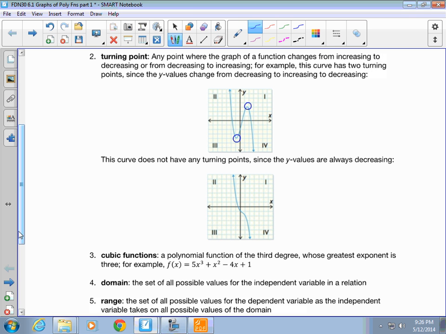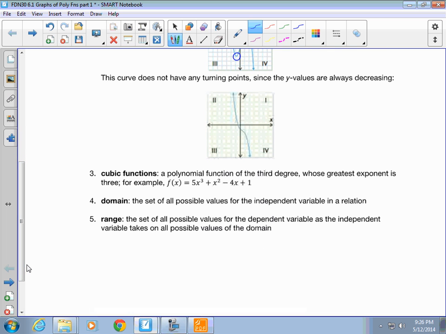A cubic function is a polynomial function of the third degree whose greatest exponent is 3. For example, f of x is equal to 5x cubed plus x squared minus 4x plus 1.